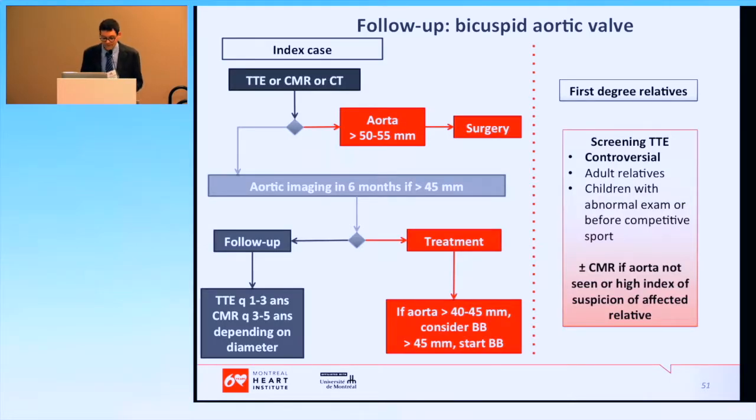The imaging follow-up for bicuspid aortic valve starts with TTE, transthoracic echo, and CMR or CT at least once. And it goes the same way as for Marfan syndrome. If there are indications right away, the patient should be referred for surgery. Otherwise, he should get follow-up imaging. Okay.